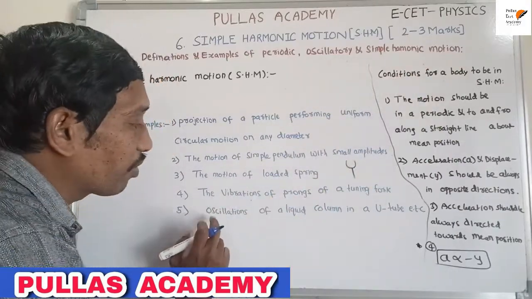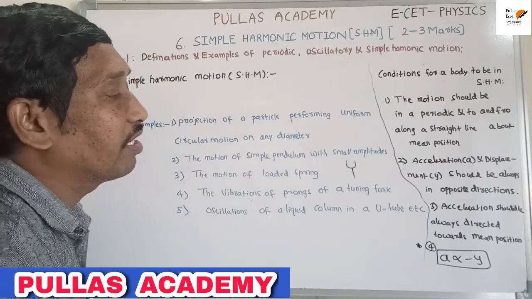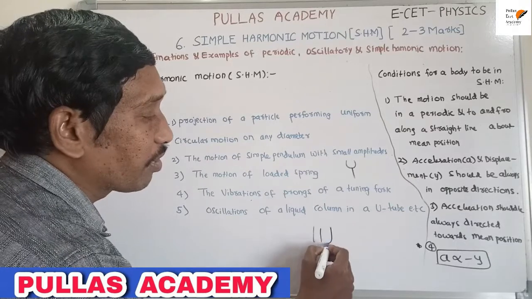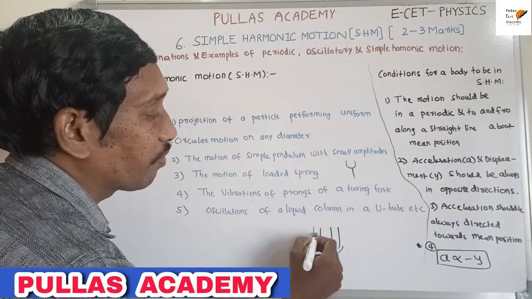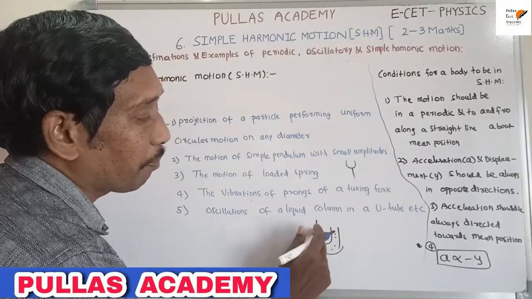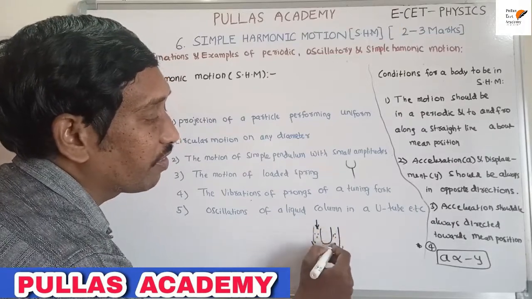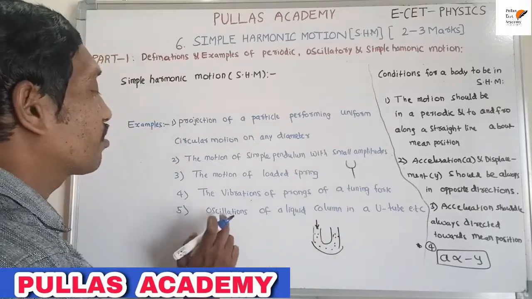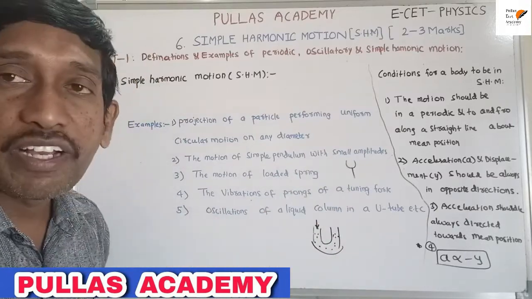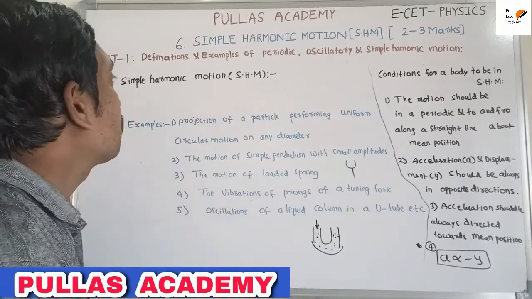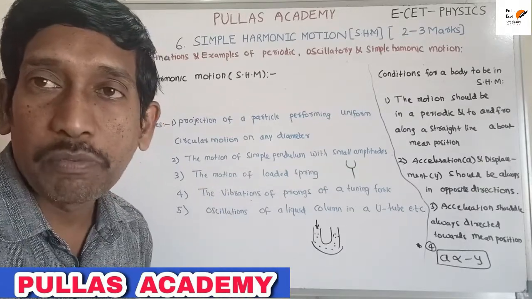One more example is oscillations of a liquid column in a U-tube. If you consider a U-tube with some liquid in it, and some external force is applied, then the liquid in the U-tube gives vertical simple harmonic oscillations. That's why this is one of the examples of simple harmonic motion. These all are the examples of simple harmonic motion.